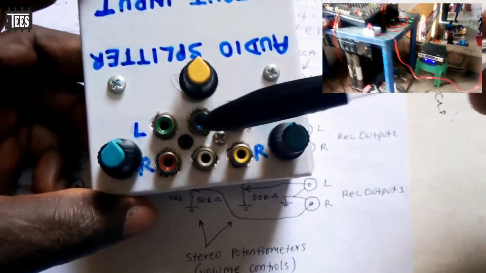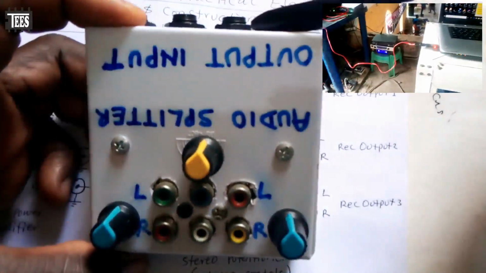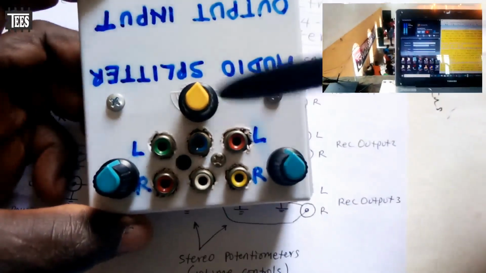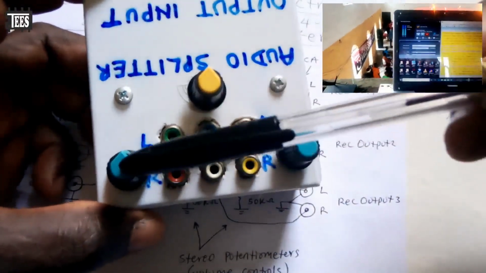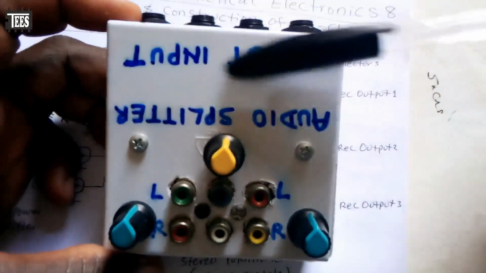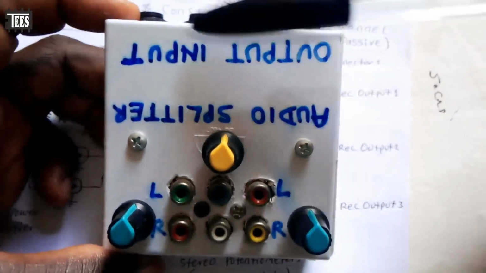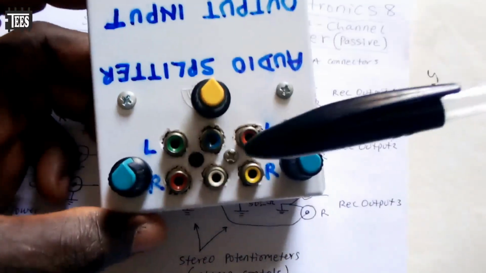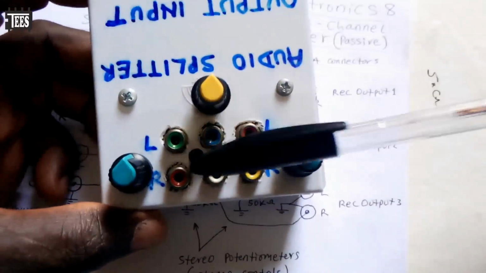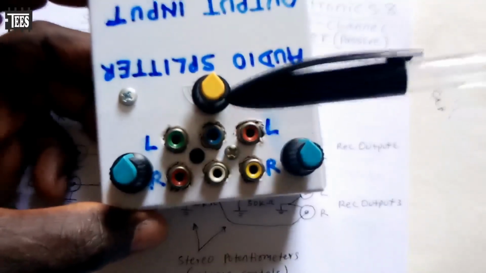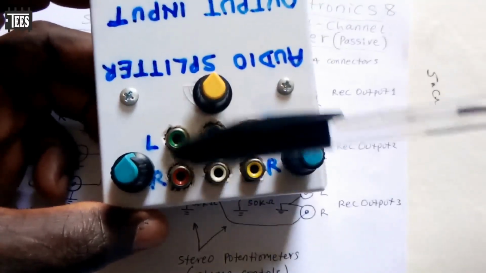So here we have 4 channels. This is 1, 2, 3, 4. That's why it's 4 channels. I also provided individual volume controls. These are not going to affect the output here. This is looped, so that the signal coming from here just goes straight to the power amp. It is only the signals from here that I have to drop, their sound levels. I have to reduce them with this.